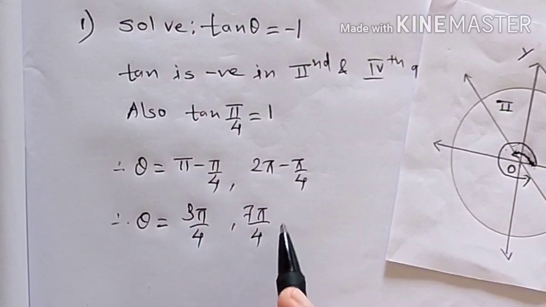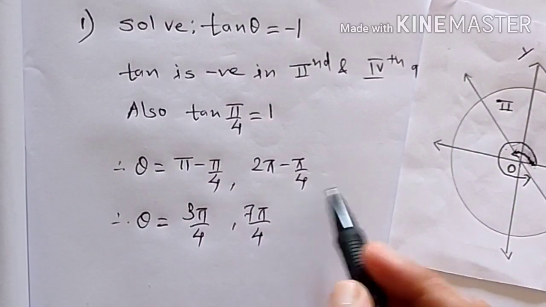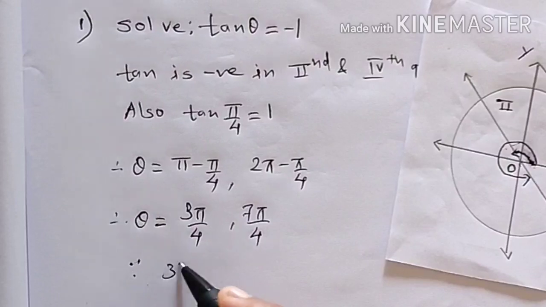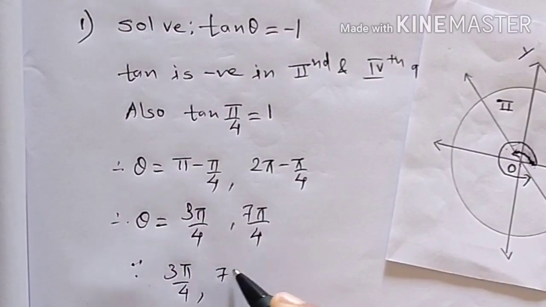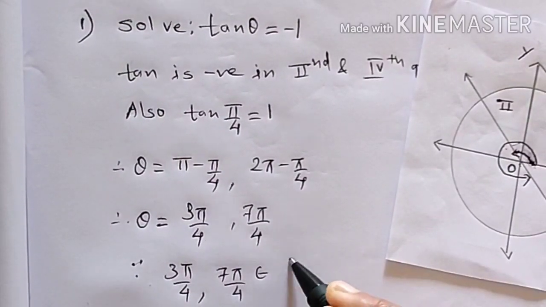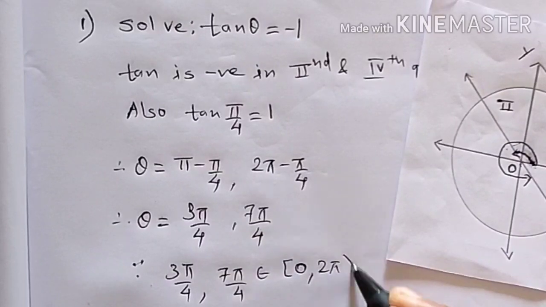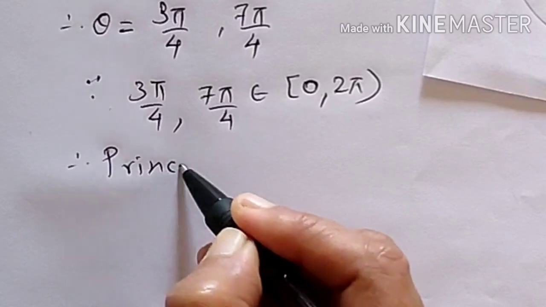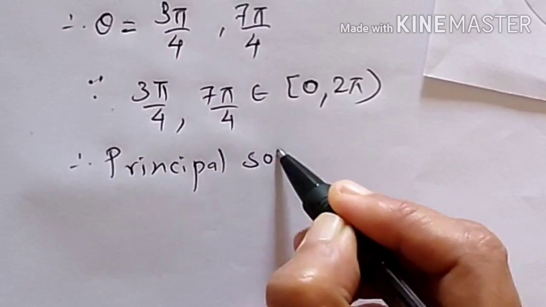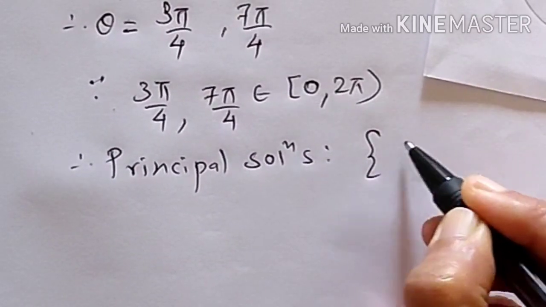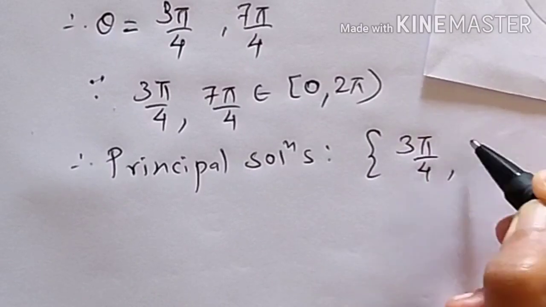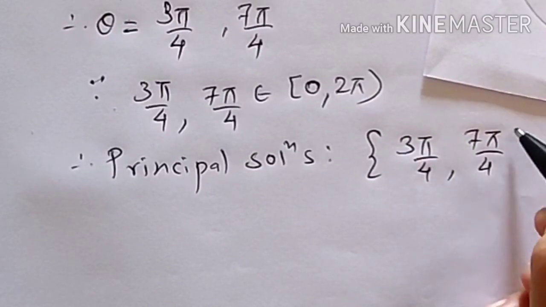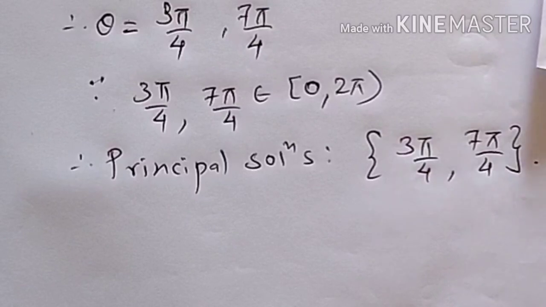We know that since both these angles, 3 pi by 4 and 7 pi by 4, belong to the interval 0 to 2 pi, we can say that these are the principal solutions of the given equation. So the principal solutions are 3 pi by 4 and 7 pi by 4. Next example.